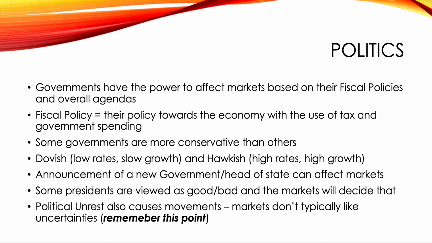Okay, but what you've got to be very aware of is when we look at political unrest. Okay, if there is a strong, turbulent political issue going on, that will cause markets to move. And why will they move? Because the markets don't like uncertainty. And this is something that you have to remember very, very well. Markets do not like uncertainty. If there is any kind of uncertainty, it will cause moves. It will cause certain currencies and certain assets to tank. And we are going to speak about this now.